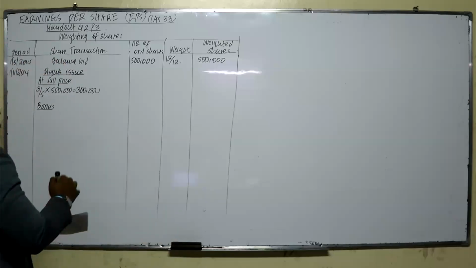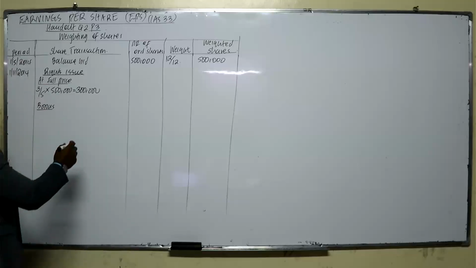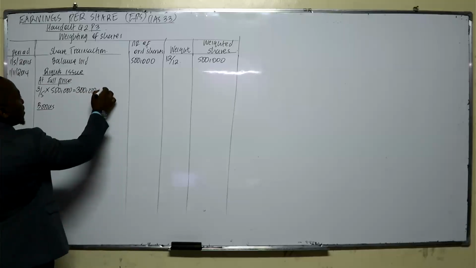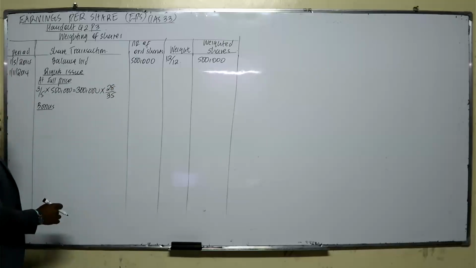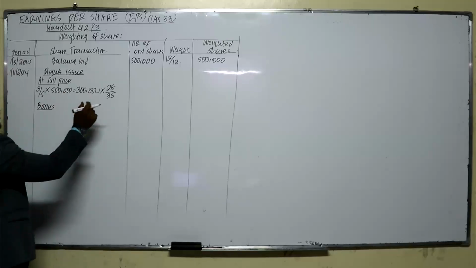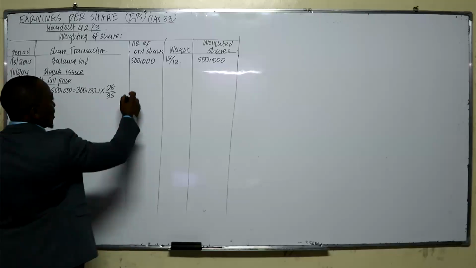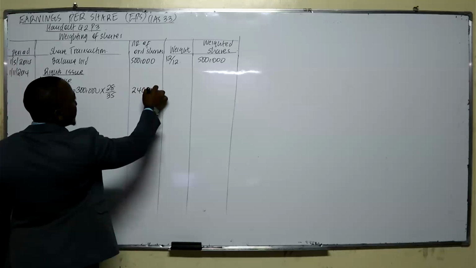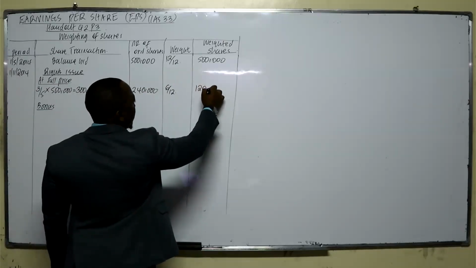Now the question is, if we are to issue these shares at the full price of 35, how many shares could we have issued? So I'll get now the shares issued at full price. Of the 300,000, we issued each share at 28, but the market price was 35. If we are to issue at that 35 shillings, how many shares could we have issued? Give me that. 240,000. So how many months of the year? 6, eh? 6 over 12, you get 120.